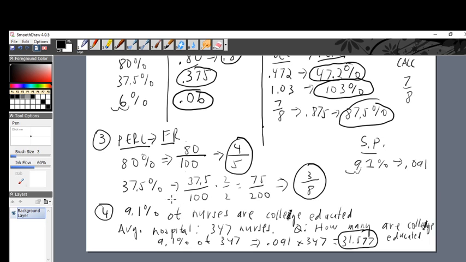If you see the word of, it translates into times. And now nurses, that's what it's about. So look, they want us to talk about 347 nurses. So this turns into 9.1% times 347. 9.1% is not practical to be used to multiply. We have to turn it into decimal. Decimal 0.091 times 347, and we get a final answer. And that is the story for this problem.